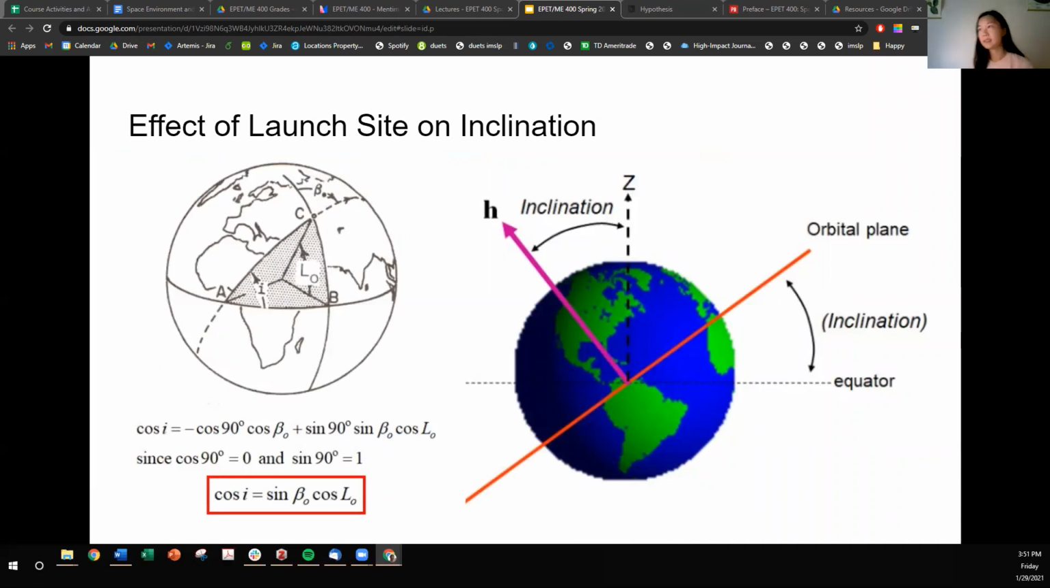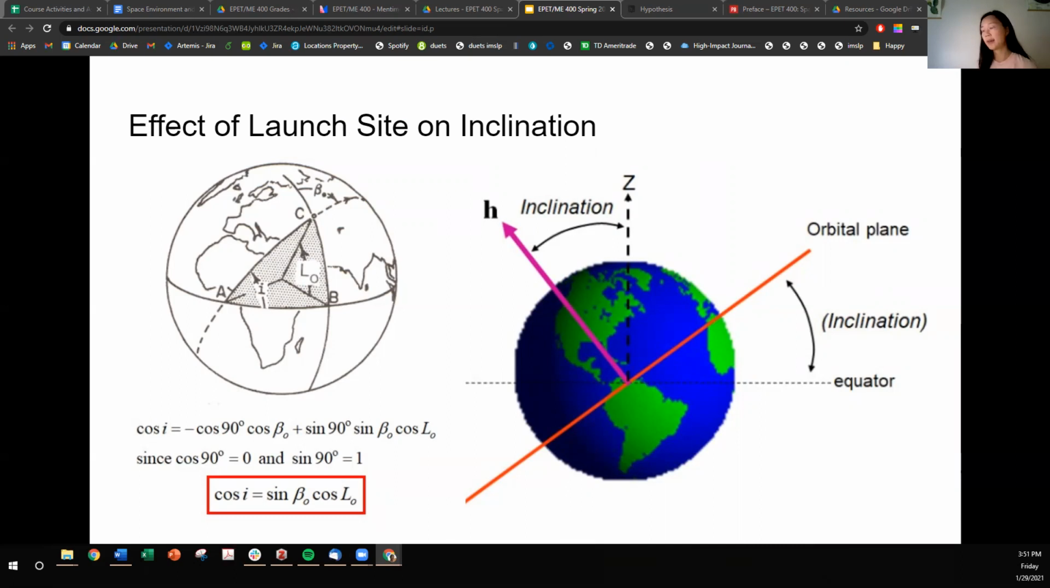So, the effect of a launch site on inclination. Where you launch your rocket from can define the inclination that you'll see for your orbit. But also, if you don't want to be in that orbit, it defines the amount of rocket fuel you need to bring so that you can change your inclination away from where you just launched from. It's very advantageous for you to launch near the inclination of the orbit that you ultimately want to see.